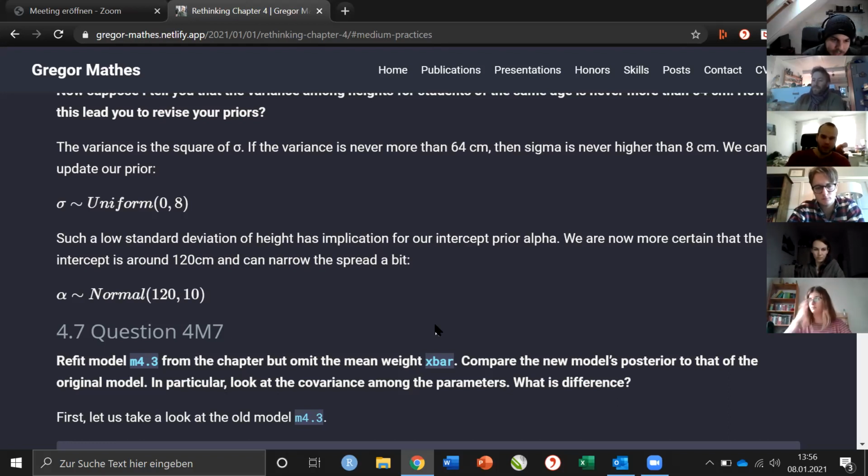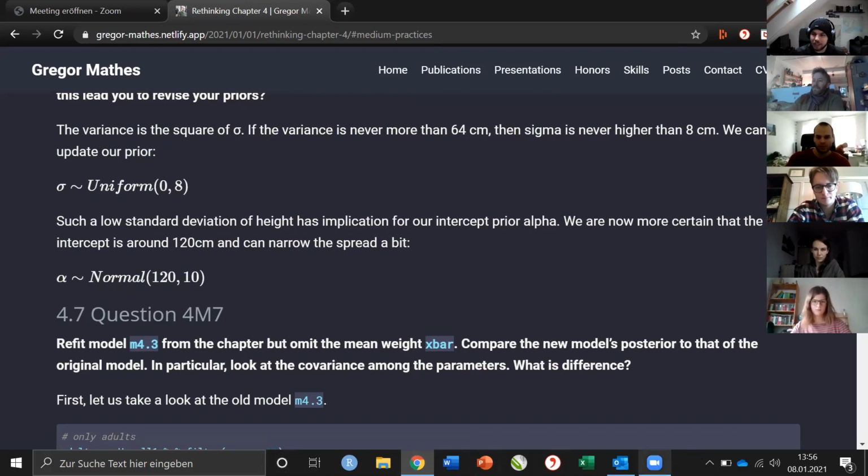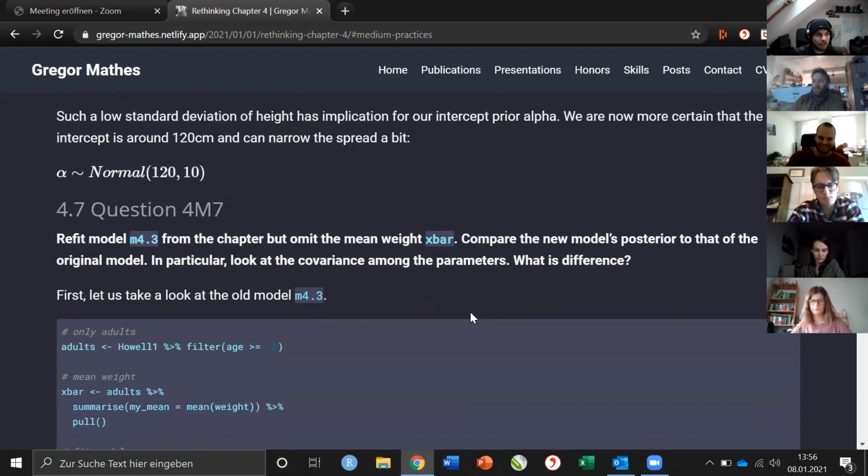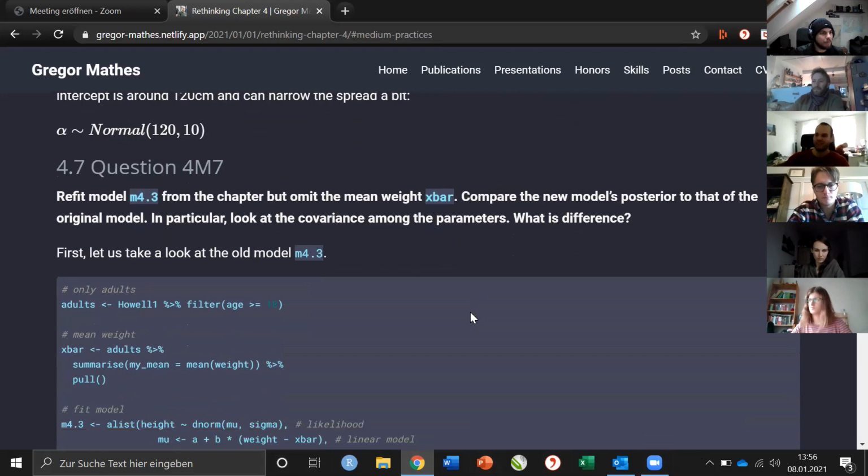Great. I can see that you've got an M7 in here. I guess that is print book specific. Yeah, should I go through that as well?